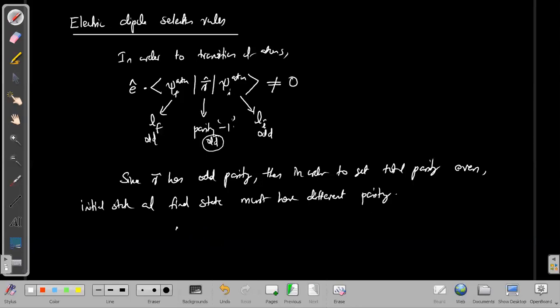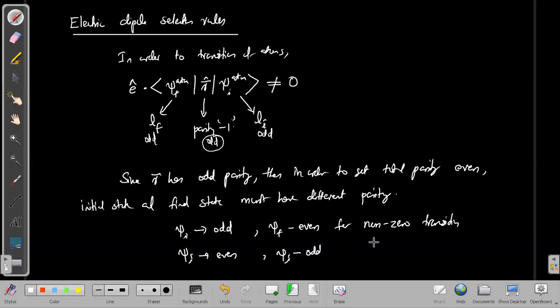So that means if psi i has odd parity, then psi f must have even parity for a non-zero transition, and vice versa. If psi i has even parity, then psi f must have odd parity again for a non-zero transition. So if the initial state of the atom is 1s, then the final state cannot be 2s. So 1s to 2s transition is not possible, because 1s has L equal to 0 and here also L equal to 0. That means it has the same parity, so it is not permissible. Okay, but from 1s to 2p, that is permissible.